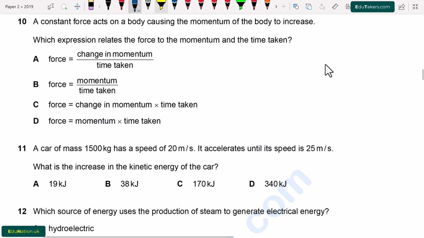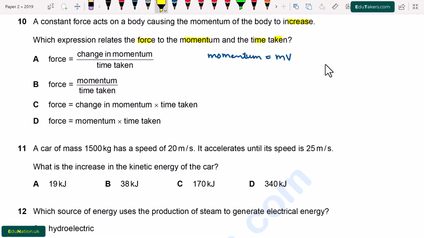Question number 10. A constant force acts on a body, causing the momentum of the body to increase. Which expression relates the force to the momentum and the time taken? So here we have to relate the force with the momentum and time taken. Momentum is the product of mass and velocity.